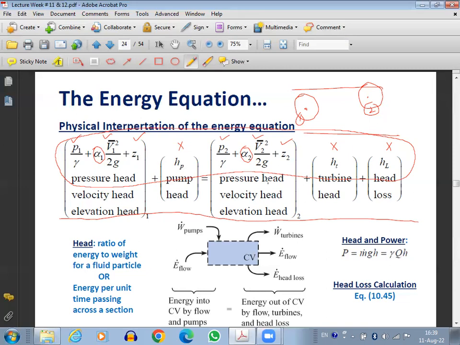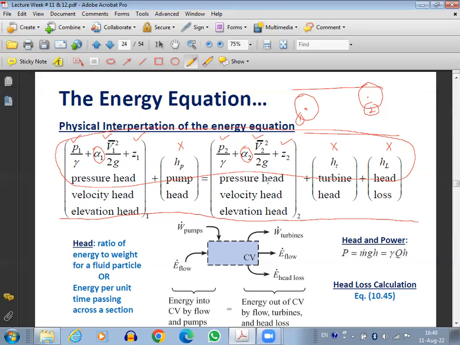Okay, if I say it is laminar flow, or if I say it is turbulent flow, how would you modify this equation? What change will occur in this equation if it is turbulent flow? Alpha 1 and alpha 2 will become 1. If there is no pump in the fluid flow, what change will occur? HP will become 0. If there is no turbine in the fluid flow from 1 to 2, what change will occur? HT will become 0. Suppose it is an inviscid flow, where the viscous effects are not there, what change will occur? HL will become 0.